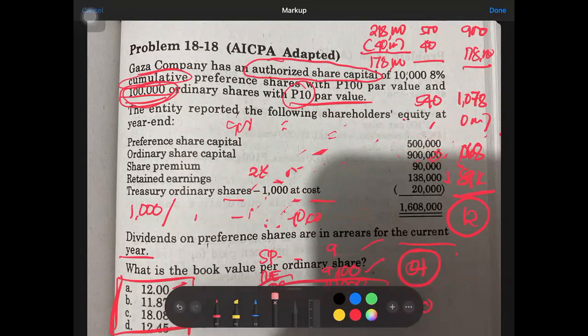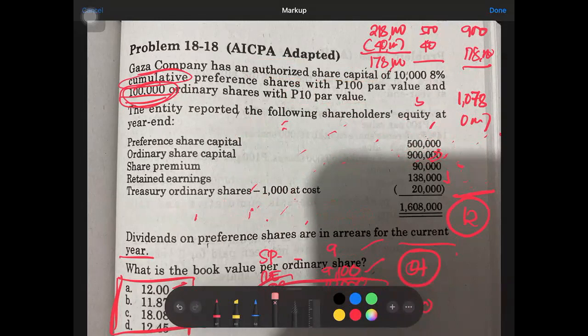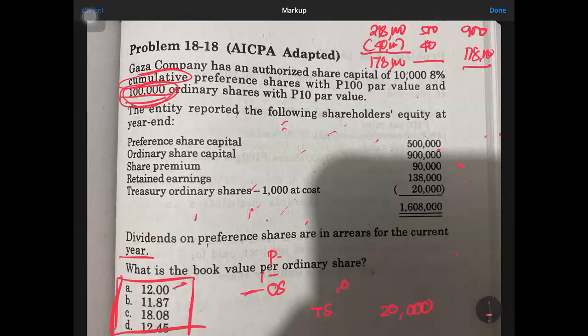Okay, I think 12 is the correct answer, because the information given above is authorized share capital. Authorized, for preference and ordinary. But only the amounts issued count. So 500 divided by 100 par value: the outstanding preference shares are only 500,000 divided by 100. That's 5,000 only, not 10,000.